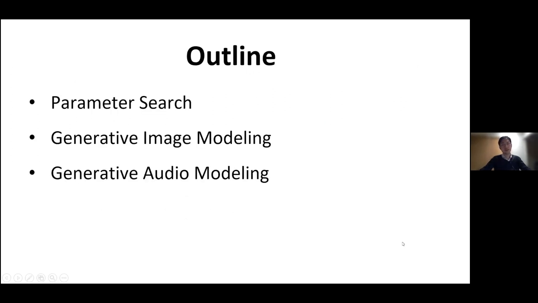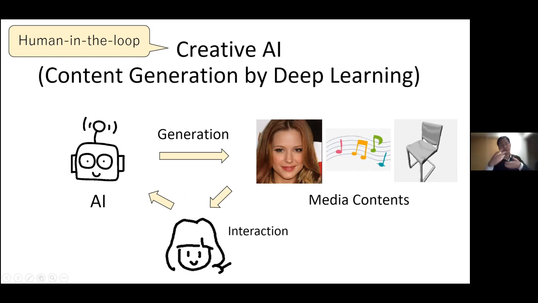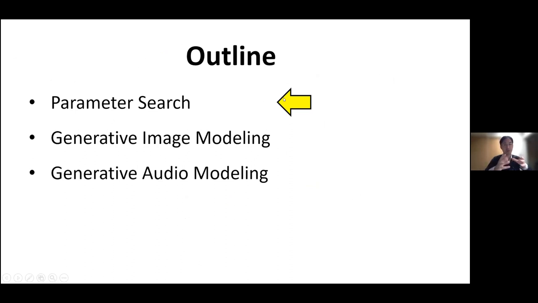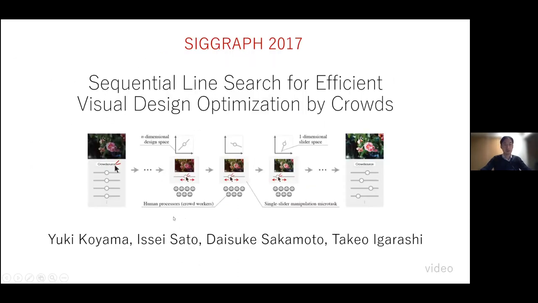Our group is working in this direction, and within this framework we published a couple of papers, so I want to introduce some of these papers and projects. The first one is not really using deep learning, but I think this is a basis for following papers. I want to introduce this work first. This is mainly a project by Yuki Koyama, who got PhD from our group. It is titled Sequential Line Search for Efficient Visual Design Optimization by Crowds.